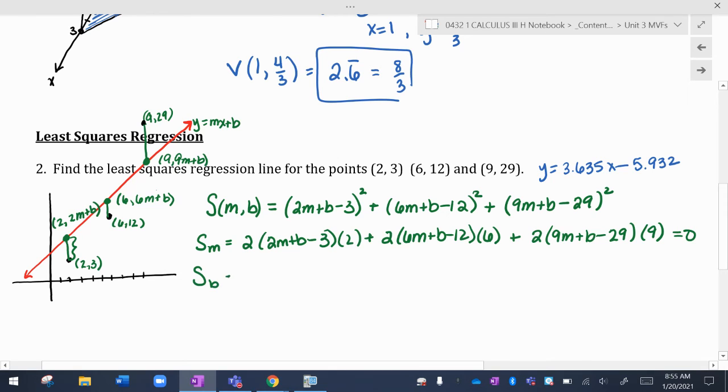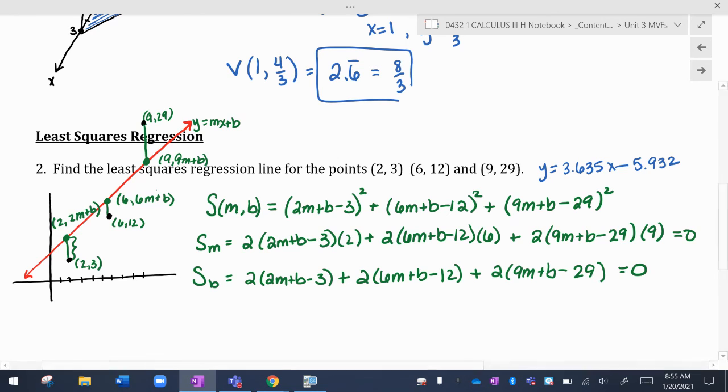And then I want to find S sub b, which is going to be 2 times (2m plus b minus 3) times 1, plus 2 times (6m plus b minus 12) times 1, plus 2 times (9m plus b minus 29) times 1. And I want to set that equal to 0. And then I want to solve for m and b. Now, we could do this by hand by setting up a system of equations. So what I'm going to do is set up the system, but then I'm going to let Desmos help me solve it just to save us a little bit of time.